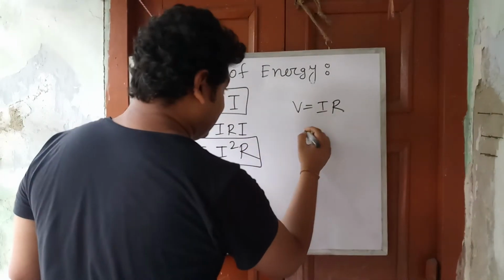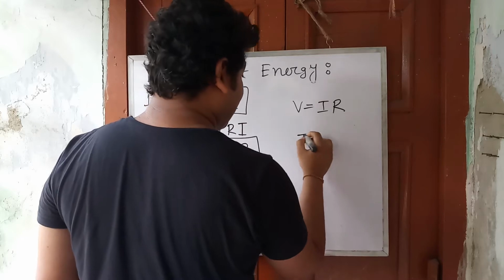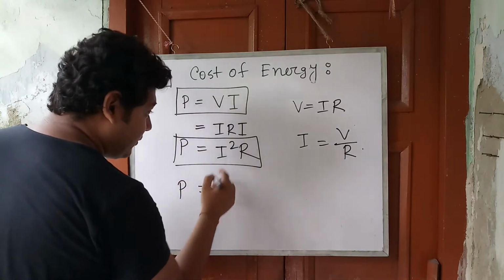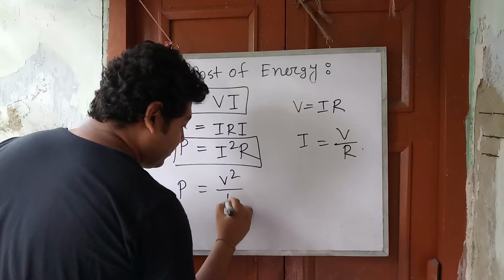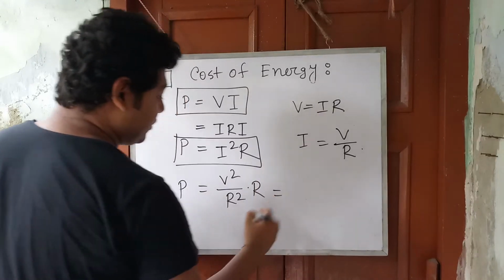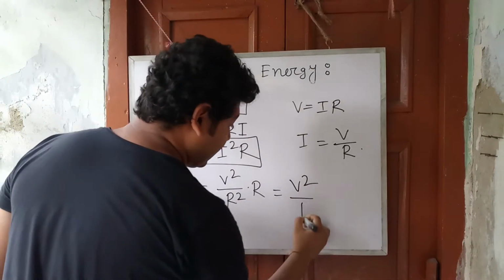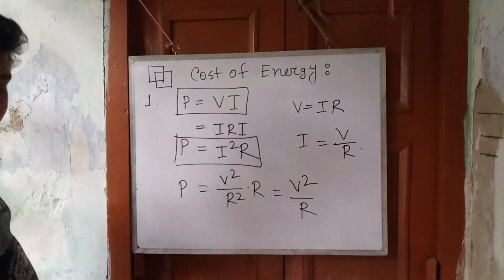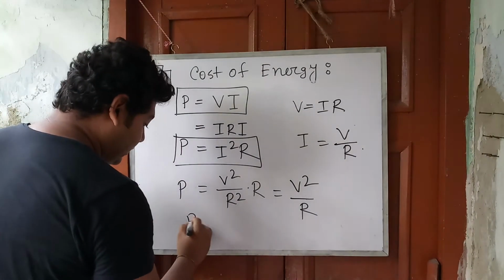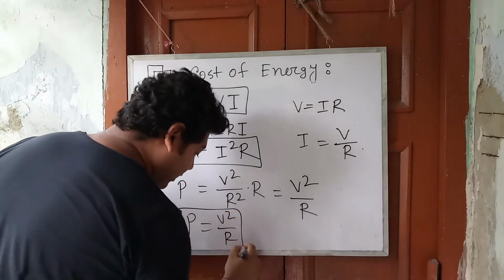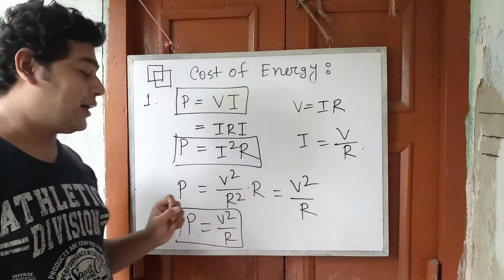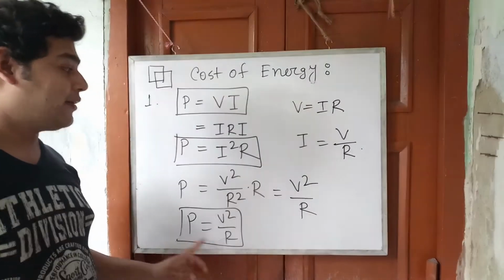Again, we can write I equals V by R. Then we can write P equals V square by R square into R, so we get V square by R. So we get three formulas for power: P equals VI, P equals I square R, and P equals V square divided by R.